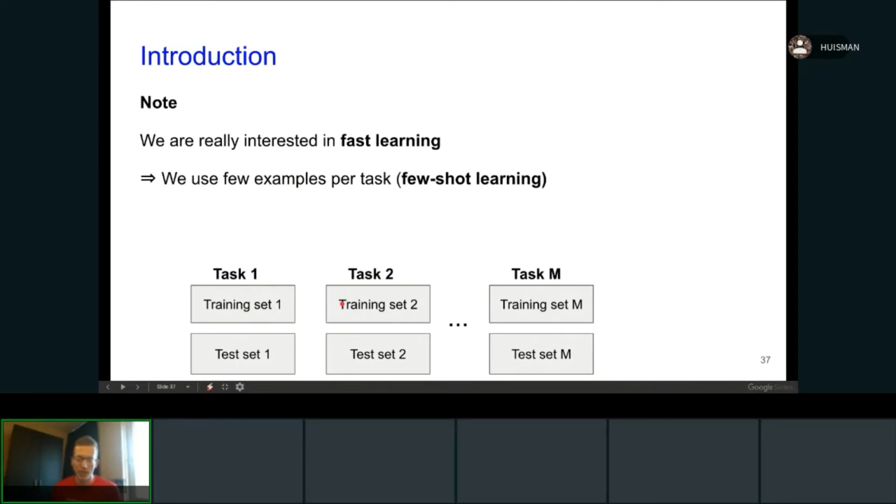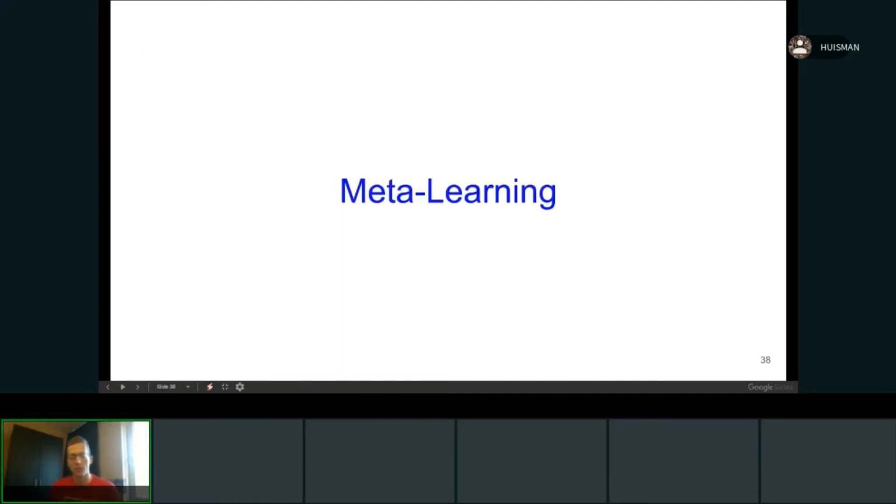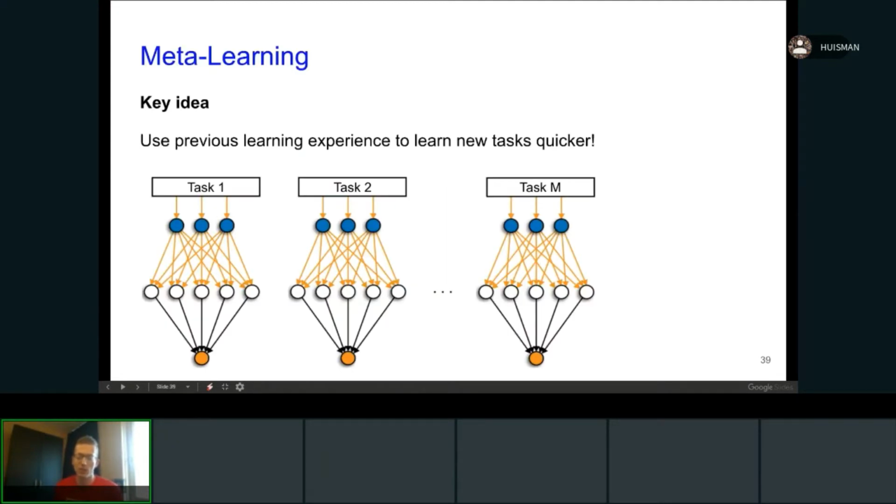Okay, so now that we have this setting to really evaluate the ability of neural networks to learn from few data, it is time to look at some of the techniques to actually build neural networks that can learn in this setting. For that, we're going to visit meta-learning, which is one approach to do this. The key idea is to use previous learning experience to learn new tasks faster. If our network is trying to learn task 2, we can leverage the learning that we have already done on task 1 in order to learn this task faster. Similarly, if we learn task M, then we use all of our previous learning experience on tasks 1, 2, and all the way through M-1 to learn this new task faster.